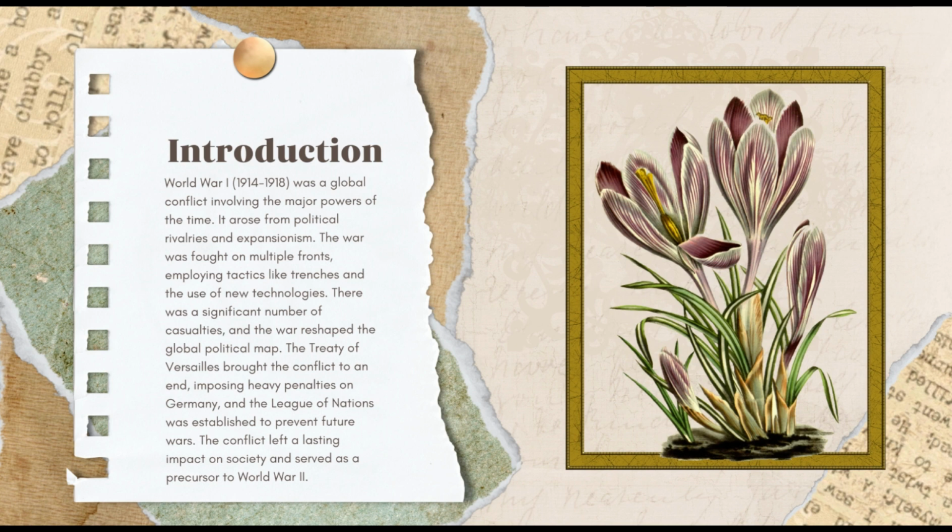The Treaty of Versailles brought the conflict to an end, imposing heavy penalties on Germany, and the League of Nations was established to prevent future wars. The conflict left a lasting impact on society and served as a precursor to World War II.